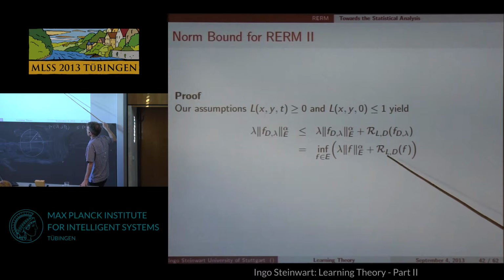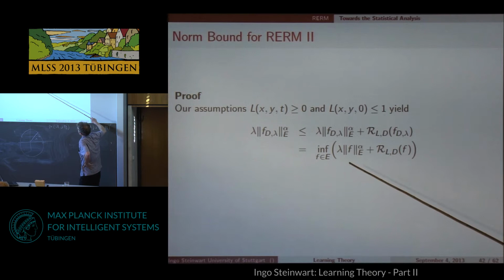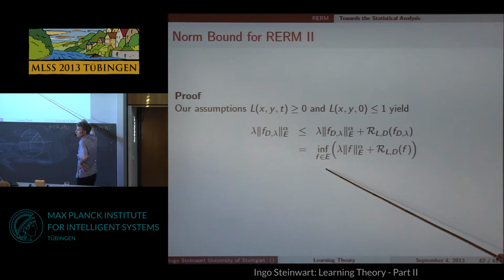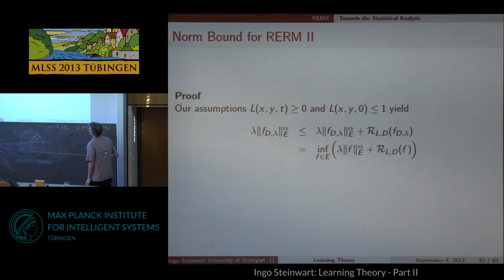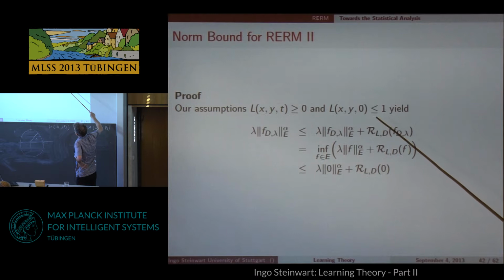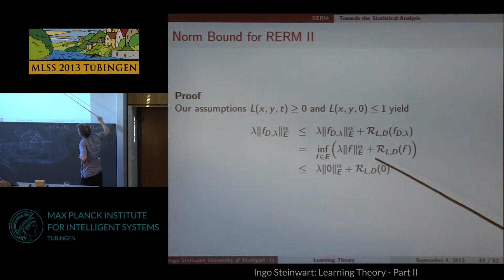Now we compare this infimum with one very particular function of this vector space. That very particular function is the zero function, which is everywhere zero. For that function, the norm is zero, and we only end up with the empirical risk of the zero function. This is the next step. Finally, we use this estimate here, which says that if we predict with zero, then all the individual losses will be bounded by one, and therefore this empirical risk will also be bounded by one.